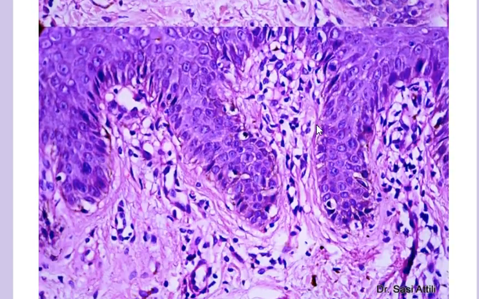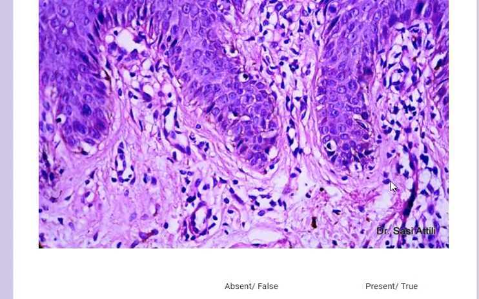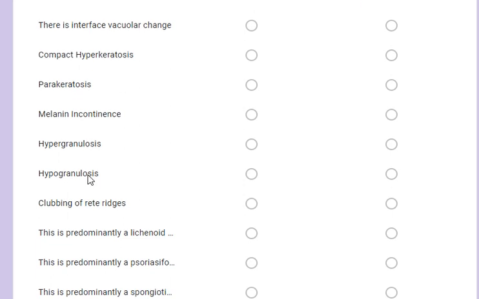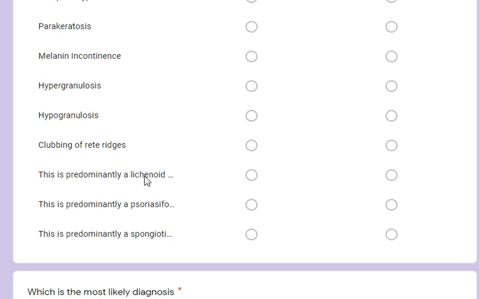So it's got a confusing picture here. You can see this in higher power, a small normal mitotic figure here in case you missed it. So what are we dealing with? There is vacuolar interface change. Compact hyperkeratosis is absent, but there is parakeratosis, there is melanin incontinence, there is hypogranulosis, not hyper. Clubbing of rete ridges is present, and this is predominantly, I wouldn't say a lichenoid. This actually comes under psoriasiform dermatitis with some mild lichenoid change.